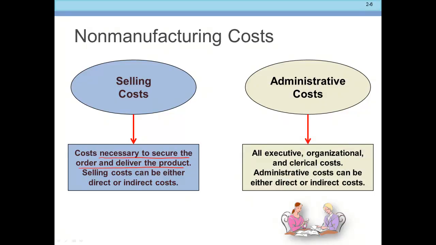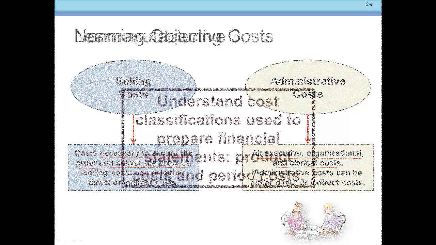Administrative costs include all executive, organizational, and clerical costs associated with the general management of an organization. Examples of administrative costs would include executive compensation, general accounting, secretarial, public relations, and other similar costs involved in the overall general administration of the company as a whole.